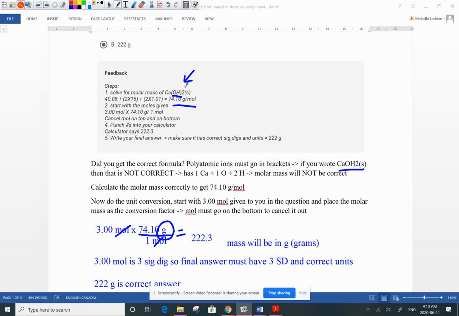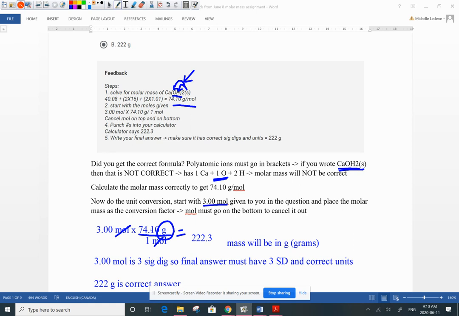There's 1 calcium, and this 2 is a multiplier. There's 2 oxygen. The 2 is a multiplier for the H, so 2 hydrogens. If you didn't write the correct formula, you only get 1 oxygen, and therefore your molar mass is not going to be correct. So if you've done the molar mass correctly, now you have to do the unit conversion. We're given moles in the question. That's what we always start with. We've got moles on top, so we just use the molar mass normally, and moles go on bottom. On your calculator, you just multiply 3.00 times 74.10. You get 222.3.